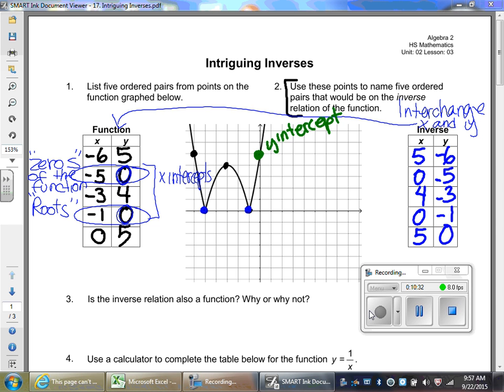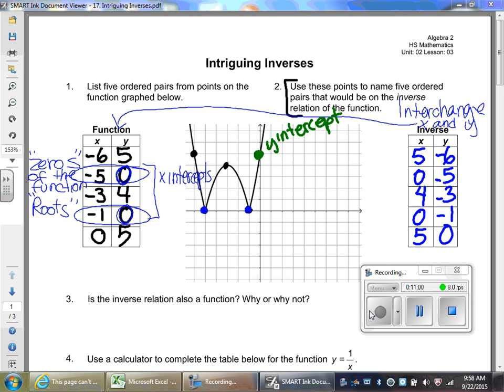Now I'm going to tell you something. A function can only have one y-intercept. Why? Correct. So if this function had another y-intercept here, it wouldn't pass the vertical line test, therefore it wouldn't be a function, right? Now let's see what happens.